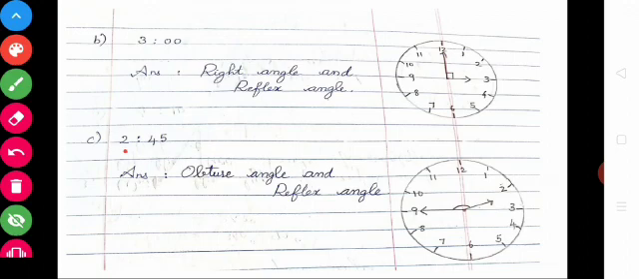Next one, 2 o'clock 45 minutes. That is 2 hours 45 minutes. It is 2. Draw the short hand in between 2 and 3, and then 45 minutes.